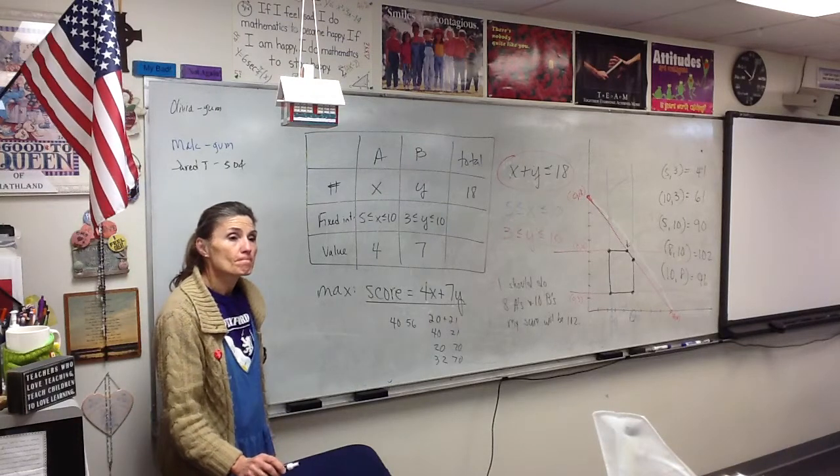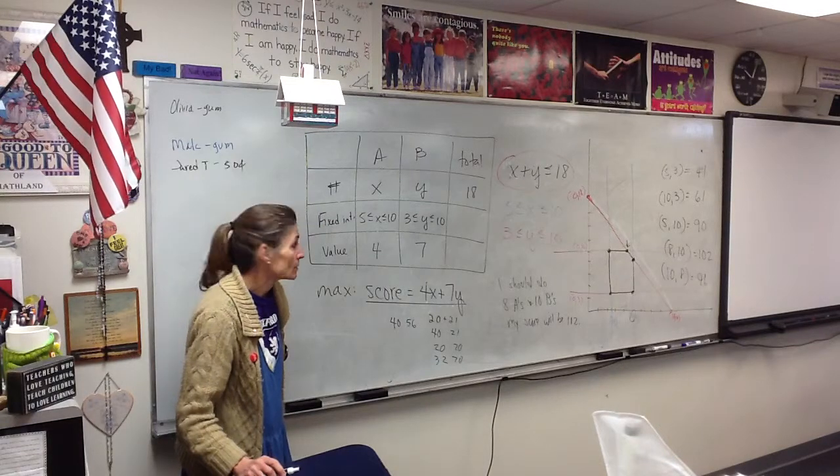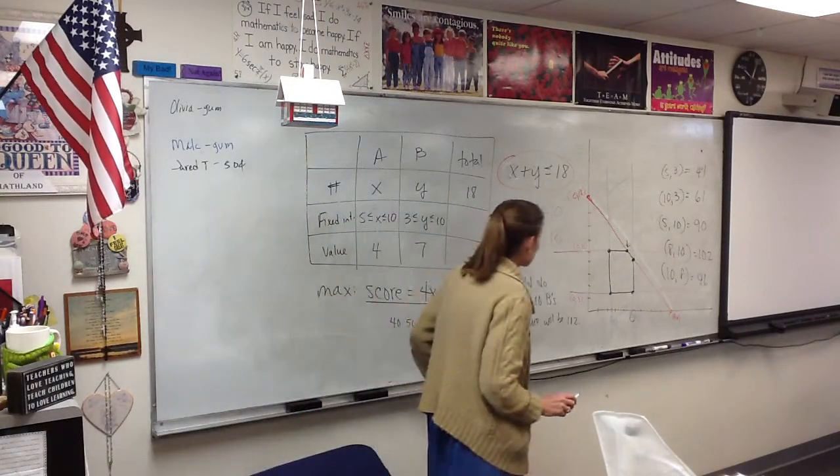Why are there 6 coordinates but 5 dots? Why are there 6?